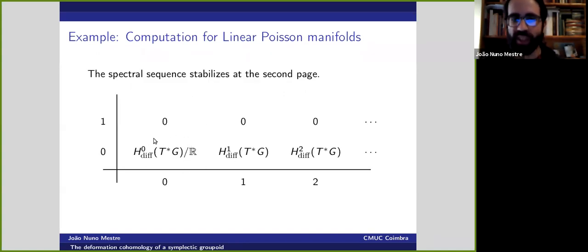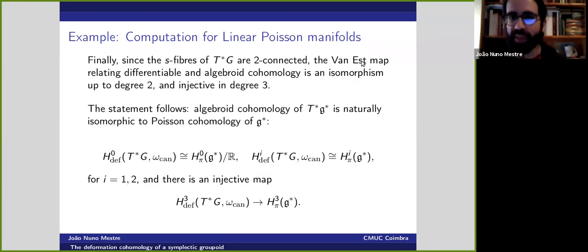So when you take the quotient, you just get the differentiable cohomology of the symplectic groupoid that we started with, modulo R in the first case, and just simply this in all the other cases. So the theorem actually says a little bit more. We can compute the symplectic groupoid deformation cohomology to actually be this. But then, by the Van Est map, since the fibers are 2-connected, we can relate that with the Poisson cohomology, because Poisson cohomology is the same as the algebroid cohomology of the algebroid corresponding to this groupoid, right? So that gets us to the conclusion.